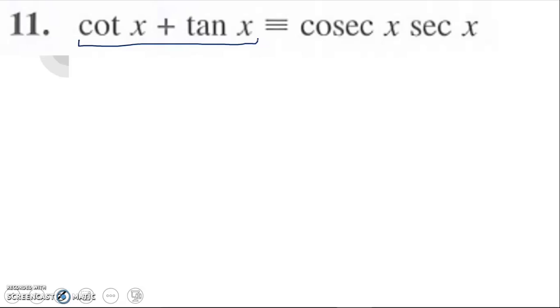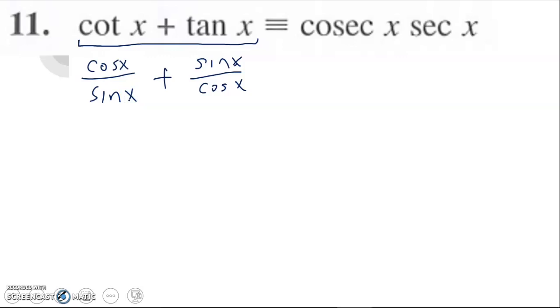Now if you remember cotangent, you know that identity already. And tangent also has an identity that you should be familiar with. Let's do tangent first, right? I can change tangent into sine over cosine. That's an identity that most of you are familiar with. Well, if that's what tangent is equal to, cotangent is just the inverse of that. That would be cos x over sine x.